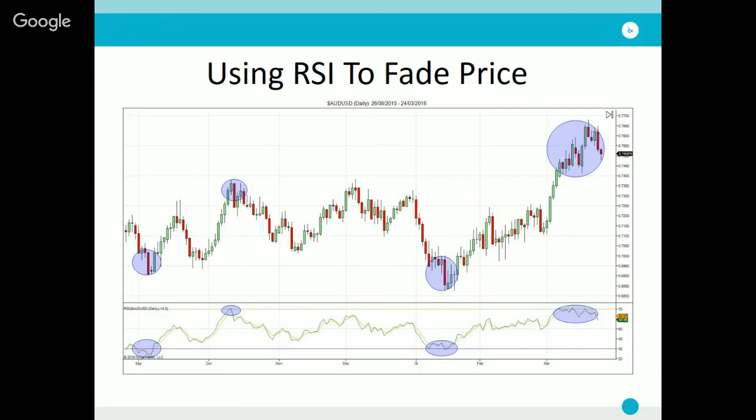So this is the bottom line of the fading method. As I say, it's very simple. We're waiting for price to move into extreme levels, anticipating that momentum is exhausted, and then looking to fade price, trading a reversal, so trading a correction back. So as price moves higher and hits overbought territory on the indicator, we look to sell, anticipating that we get a correction lower. And as price trades into extreme oversold territory on the indicator, we look to get long, anticipating a correction higher.